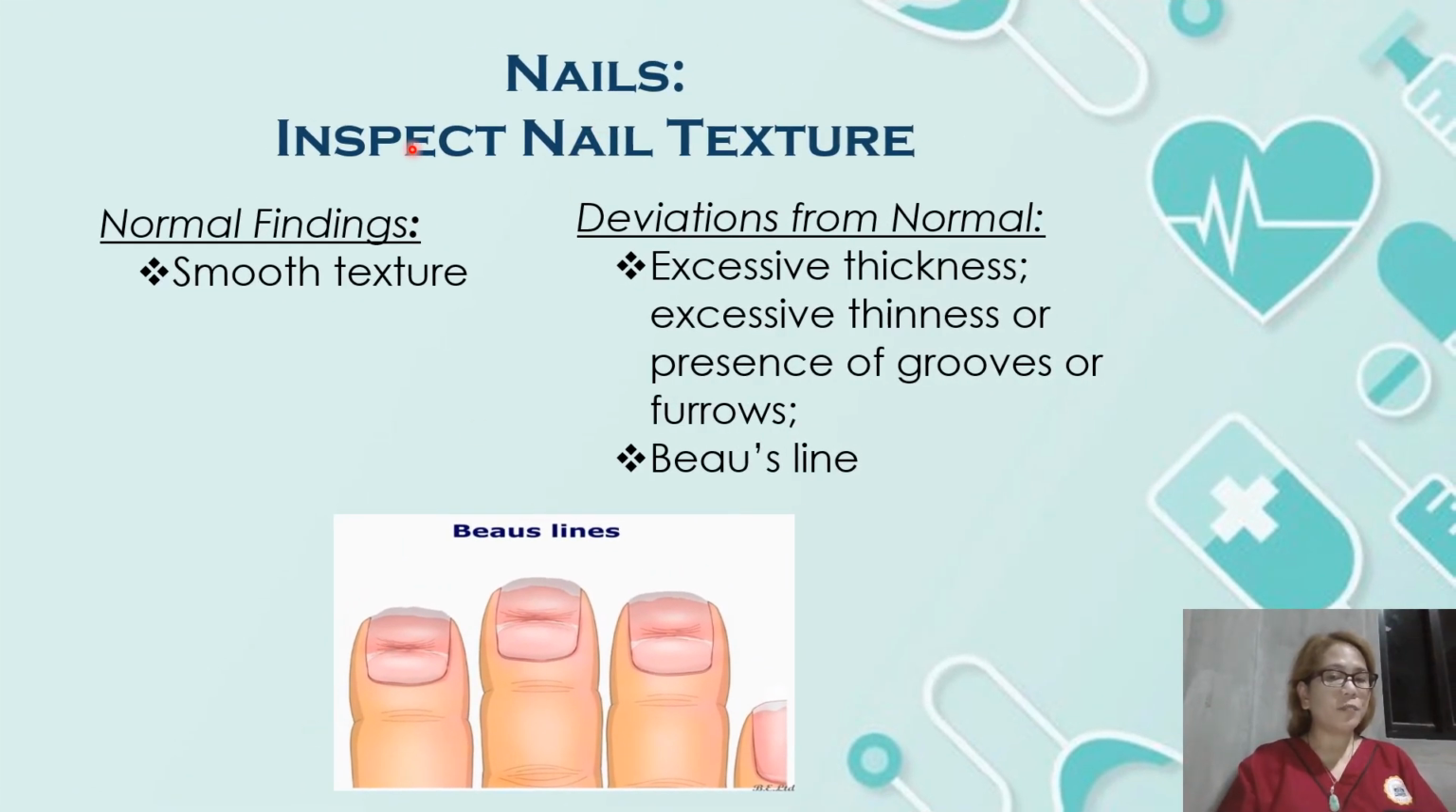Now let's proceed in inspecting nail texture. Okay, the normal finding should be a smooth texture. The deviations from normal: there is excessive thickness, excessive thinness, or presence of grooves or furrows, or there is a Beau's line, as you can see in this illustration.